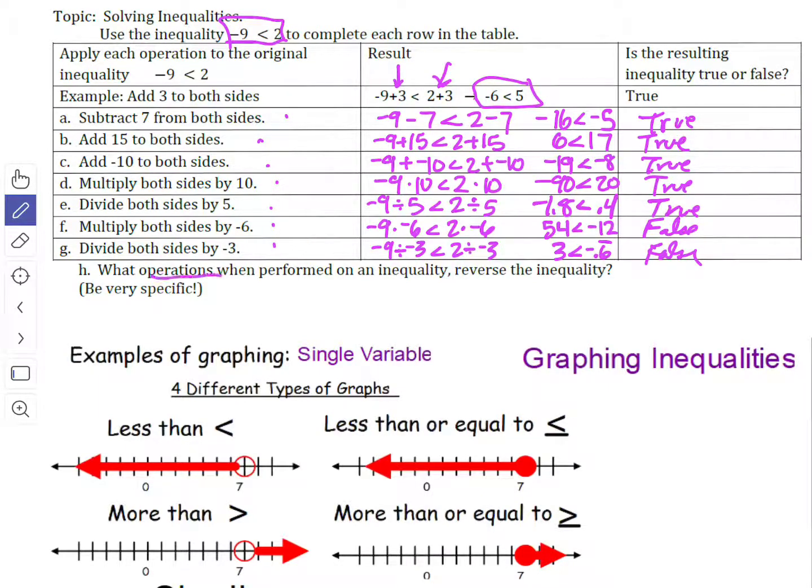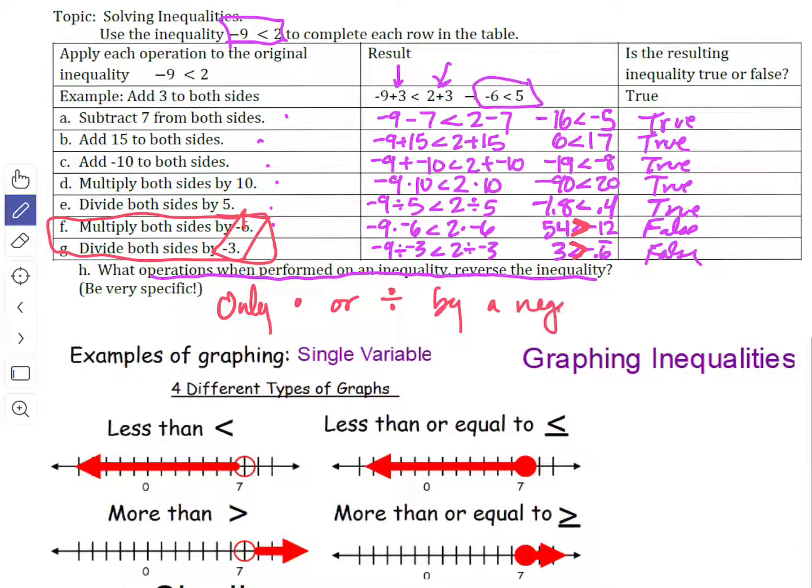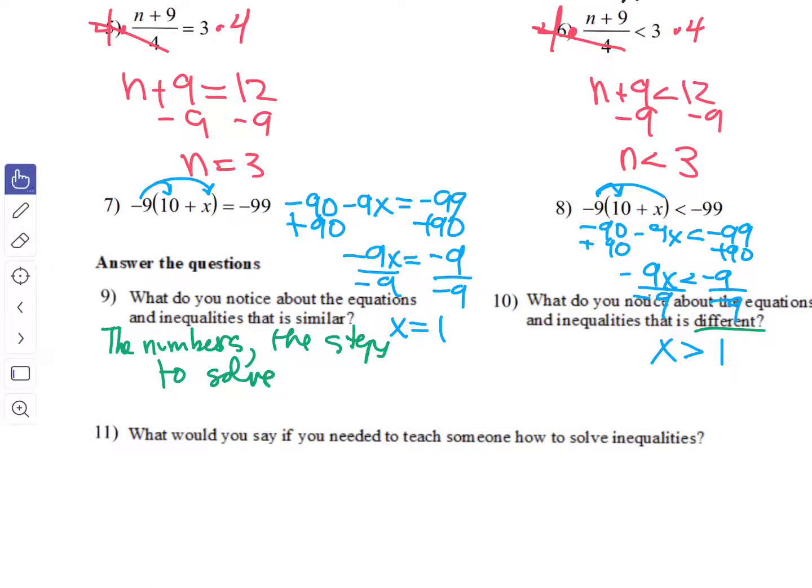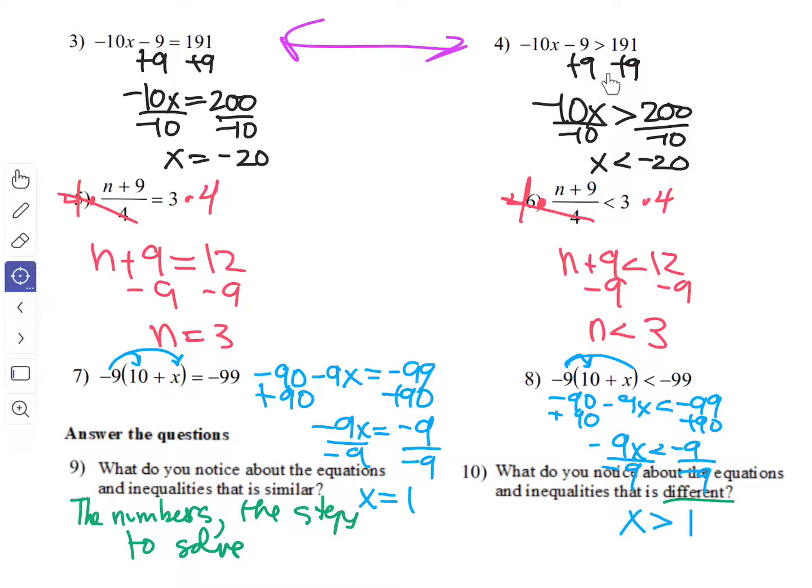So looking at these, what operations, when performed on an inequality, reverse the inequality? In other words, we would have to change it, right? To make this work, I'd have to change it like this, wouldn't I? And what we should notice is it's only when we multiply or divide by a negative number. If we go back here, we should notice number 4, we're dividing by a negative 10. I flipped the inequality, reversed its direction to make it work. Same with number 8, okay?